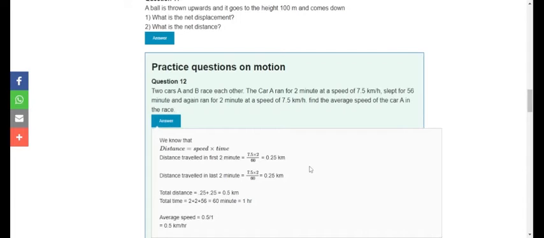And the total time is the first 2 minutes, the last 2 minutes, and also the driver of the car might have slept for 56 minutes, so that will also get added up. So it is 56 plus 2 plus 2, that comes to 60 minutes, and 60 minutes is equivalent to 1 hour. So the average speed is equal to total distance by total time. So 0.5 kilometer divided by 1 hour, that comes to 0.5 kilometer per hour.